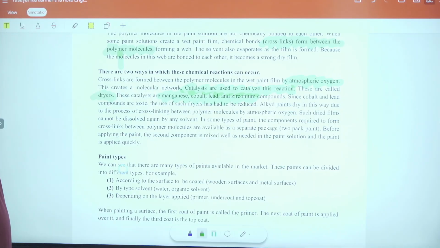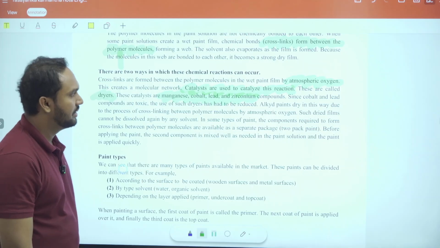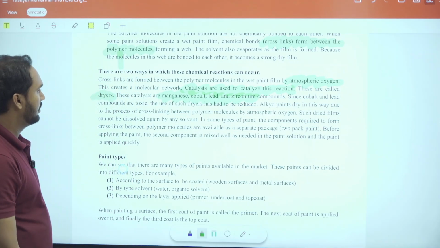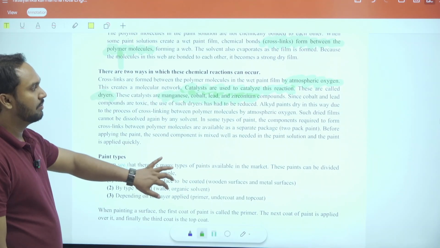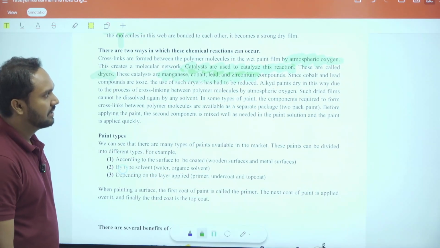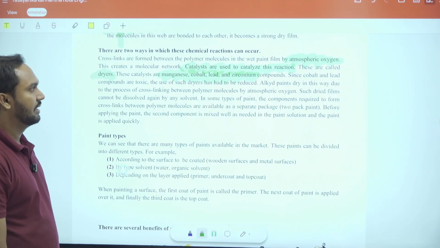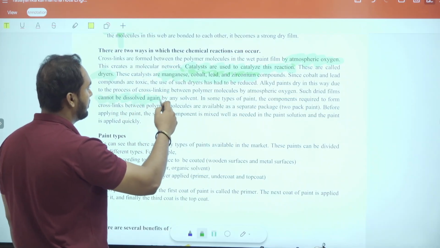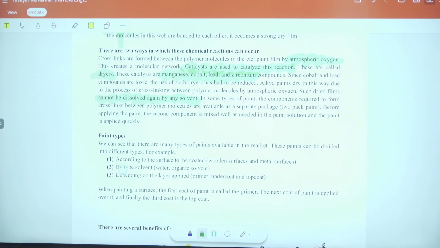Since cobalt and lead compounds are toxic, the use of such dryers has had to be reduced. Alkyd paints dry in this way due to the process of cross-linking between polymer molecules by atmospheric oxygen. Such dried films cannot be dissolved again by any solvent. Right. Those that form cross links with oxygen cannot be dissolved by any solvent.